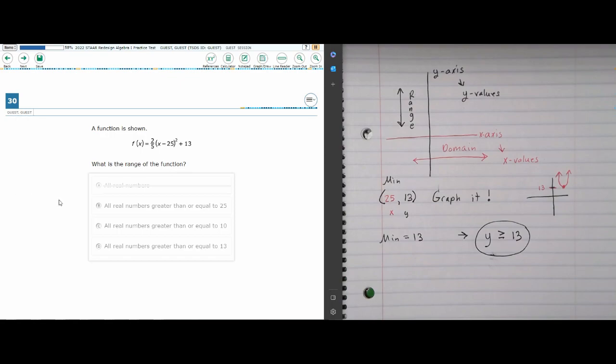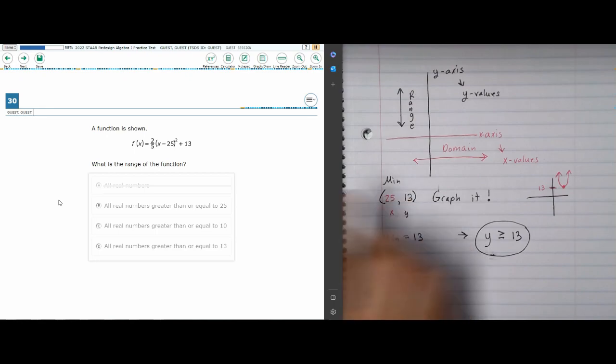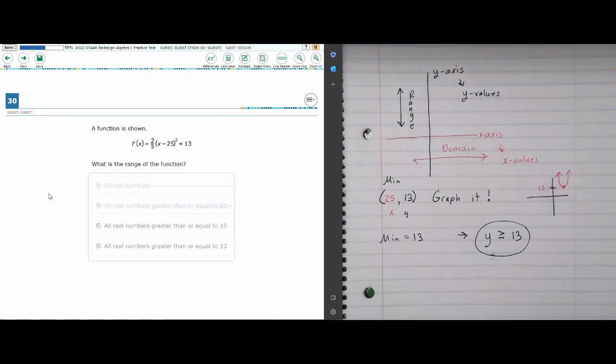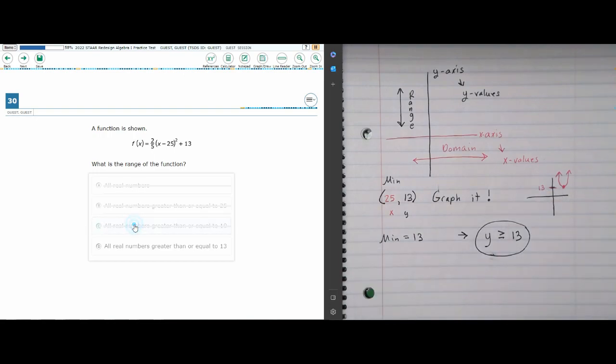Next says all real numbers greater than or equal to 25. Well, that's not true. 25 has to do with the domain. It doesn't have to do with the range, which is my y values. So it's not going to be B. C says all real numbers greater than or equal to 10. Well, that's not true. 13 is greater than 10. So that's false. And D says all real numbers greater than or equal to 13. That is absolutely true. It can touch 13, and then it can go up to any number above that.